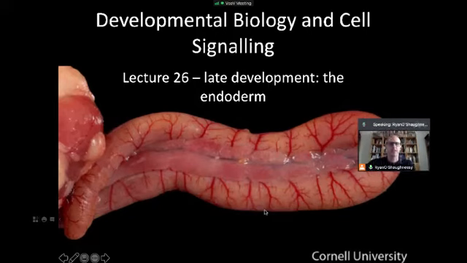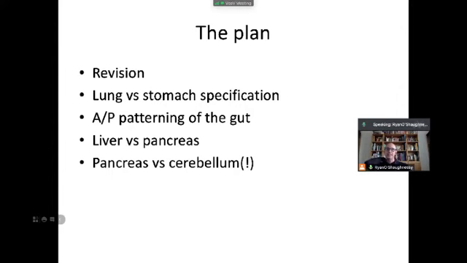Okay, so in the previous lecture we dealt with mesoderm and specification of mesoderm into the somite. For this lecture we're going to be looking at the late development of the endoderm. What we're going to be looking at in this lecture? Well, we're going to look at how the lung and the stomach are differentially specified.